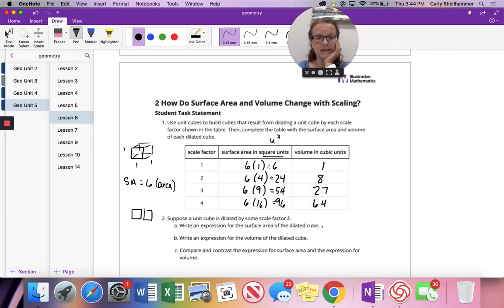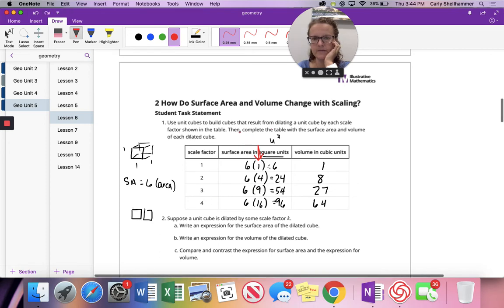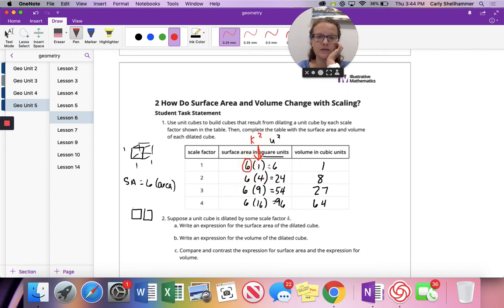Okay, do we see anything? Do we see any patterns? I love patterns. This is our scale factor, squared. We'll call it K squared. Okay, it's surface area, so it's 6 times our scale factor squared, because we have a unit cube. So that's 2 squared, 3 squared, 4 squared. So it's 6 times that.